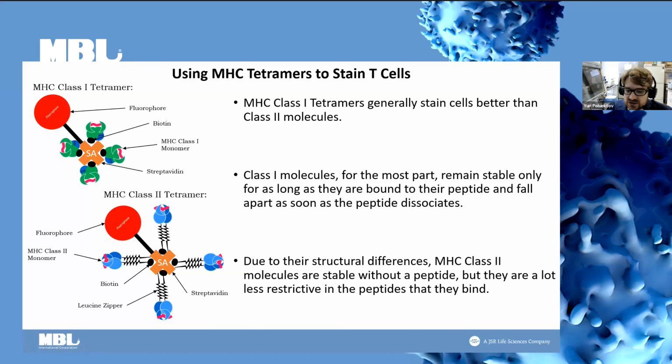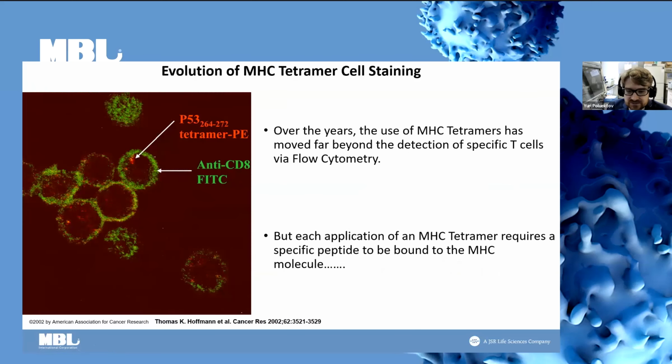Class 2 molecules are usually synthesized with a leucine zipper that keeps the alpha and beta chains together in a synthetic MHC molecule, and they can still remain stable even if the peptide dissociates. But due to the structural differences, the class 2 MHC molecules are a little bit more promiscuous to the binding of various peptide sequences than class 1 molecules.